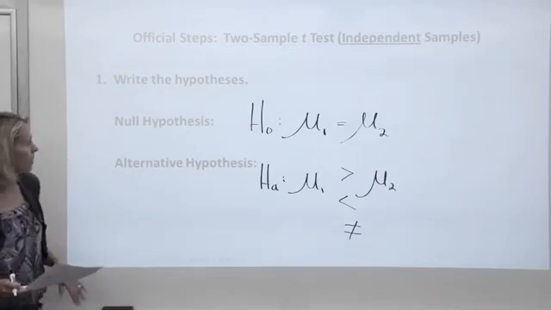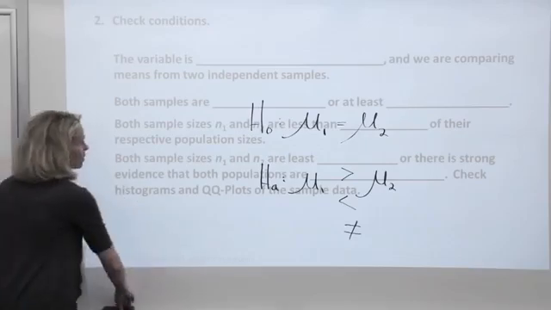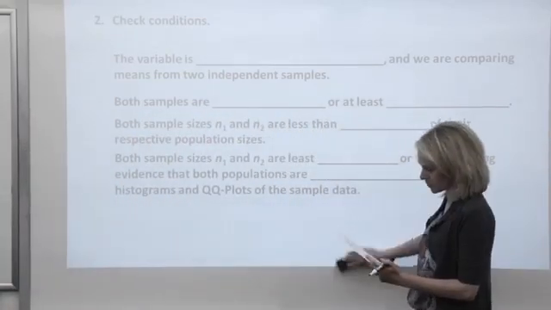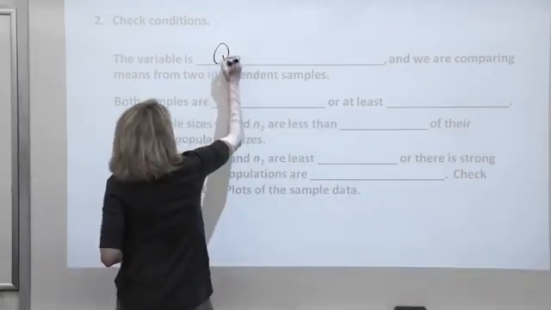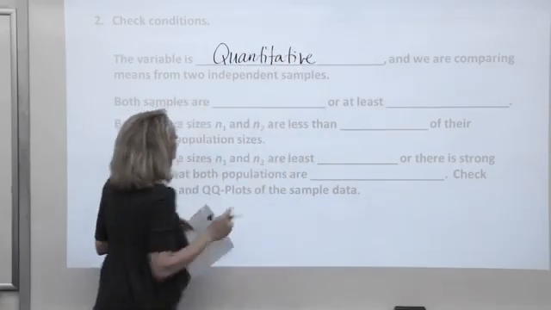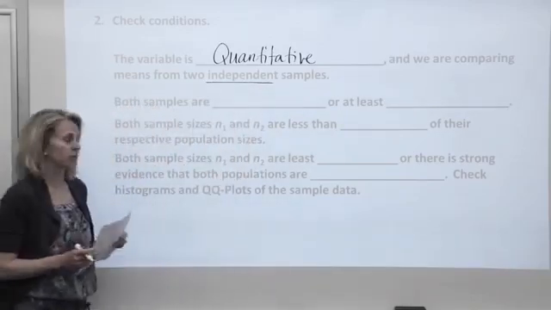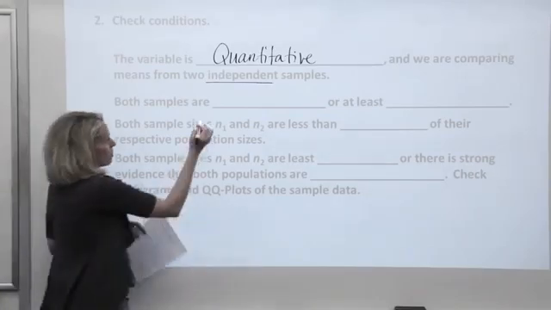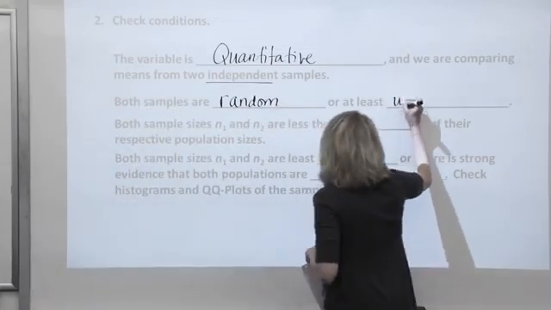Okay, after we write down our hypotheses, the second thing we'll do, this hasn't changed, is check our conditions. And these should be pretty familiar for means. Since we're looking at a mean problem, you want to make sure that you're dealing with a quantitative variable. And we're comparing two means from two independent samples, is the example that we're going to look at today. And so both of your samples should be random. If they can't be random, then they should at least be unbiased.